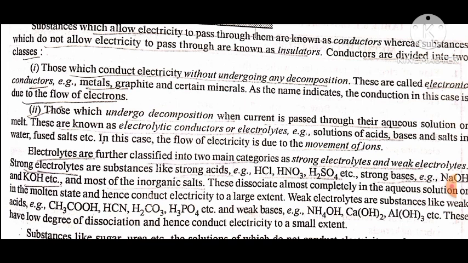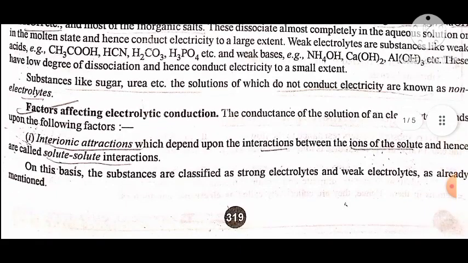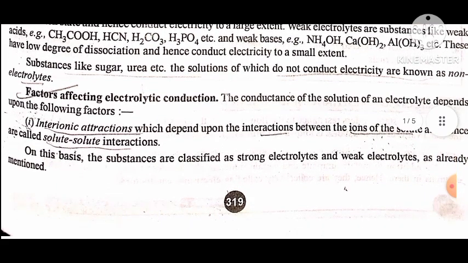Weak electrolytes are substances like weak acids such as acetic acid, HCN, H2CO3, H3PO4, and weak bases, this is NH4OH, calcium hydroxide, aluminum hydroxide. These have low degree of dissociation and hence conduct electricity to a small extent. Substances like sugar, urea, etc., the solutions of which do not conduct electricity are known as non-electrolytes.